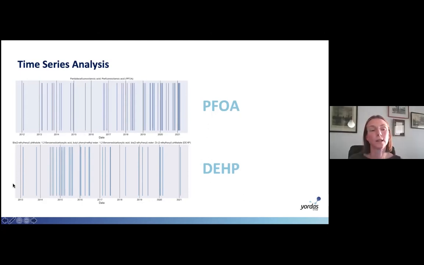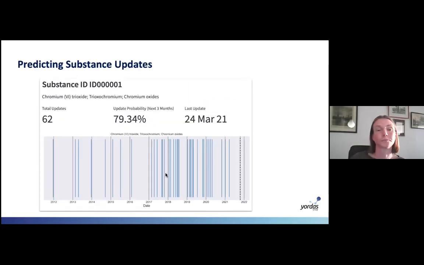You can see that DHP had lots of activity in this kind of 2015, 2016 time, whereas PFOA is really accelerating even up to the present day, and that will probably still continue. So that in itself already is a really nice way of visualizing the data and being able to take some conclusions from it. And then the other thing they have done is build a predictive model.